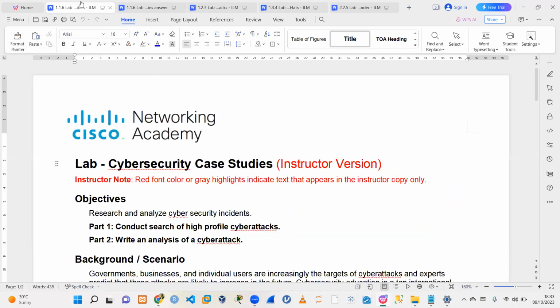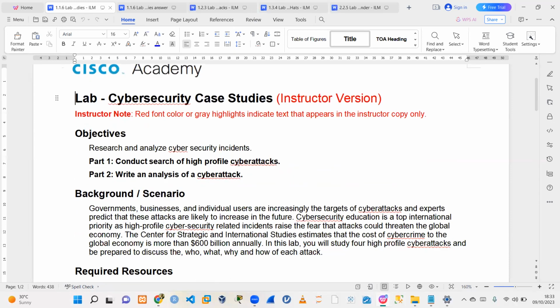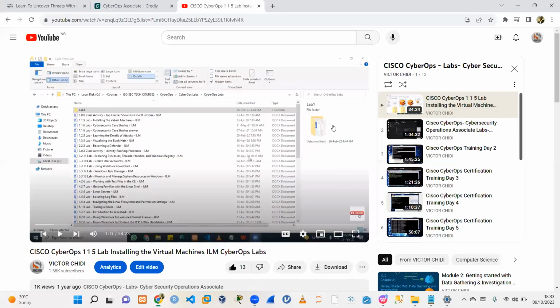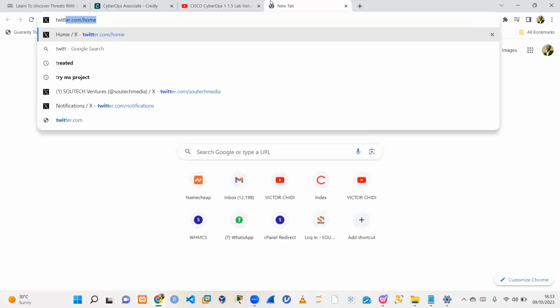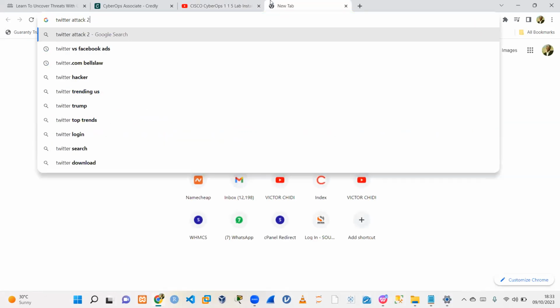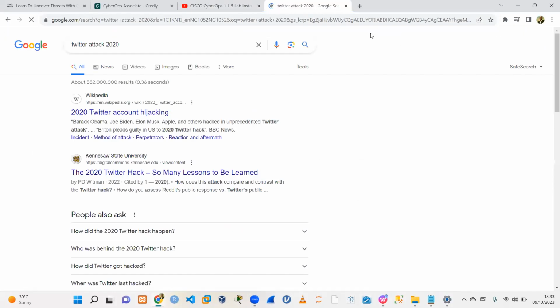Okay, the next lab is 1.1.6, Cybersecurity Case Studies. So this is also a research-based lab. How many of us know about the Twitter attack? Anybody? Twitter attack. I'm not aware. 2020, Twitter attack, 2020. Anybody?